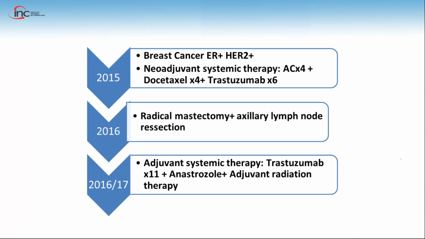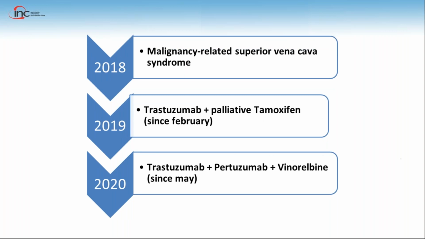She was a patient that had her treatment at Instituto Nacional do Câncer, and after that, the adjuvant systemic therapy was done with trastuzumab and anastrozole, and she also required adjuvant radiation therapy. In 2018, there was malignancy-related superior vena cava syndrome, and then it was necessary to continue the trastuzumab and palliative tamoxifen since February 2019.